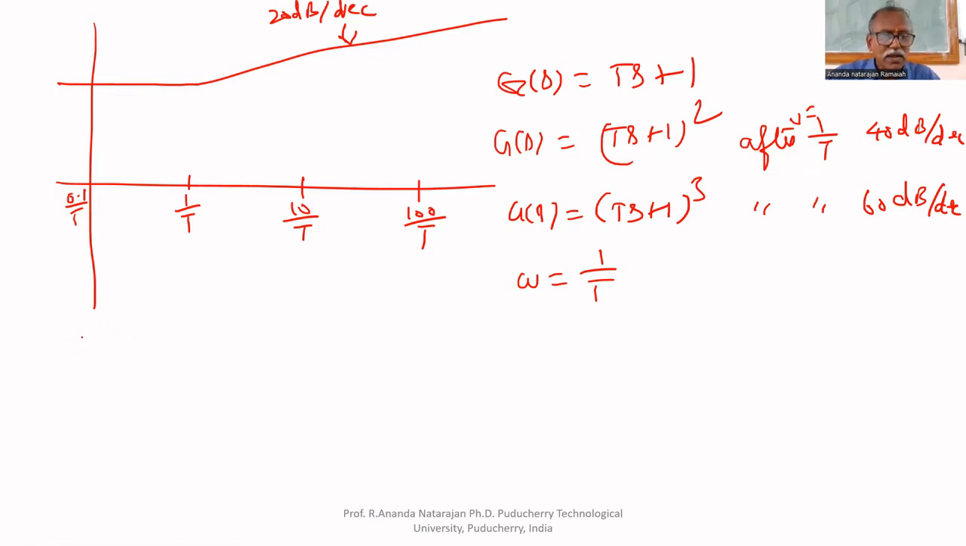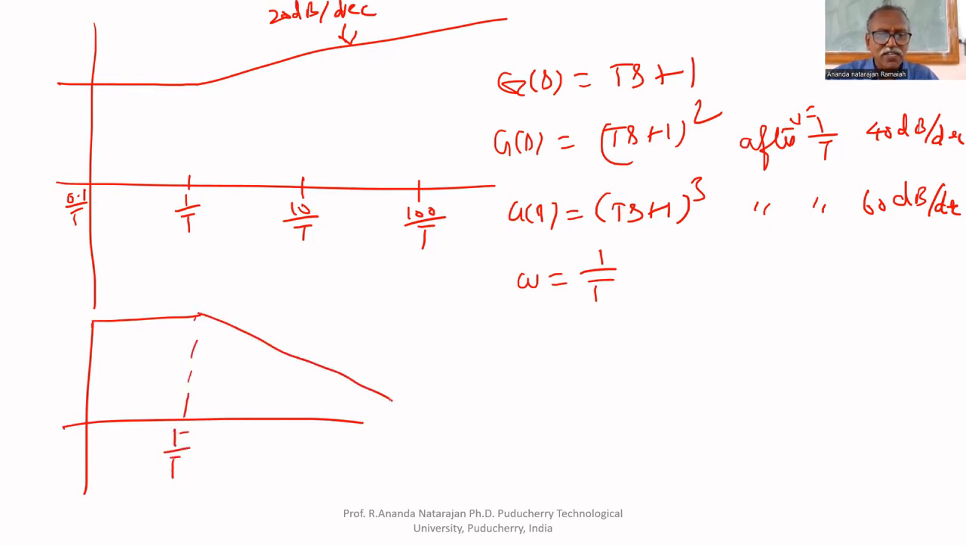For example, I am drawing a plot for a first order system. The asymptotic plot is 0 up to 1 by tau. After that, it decreases at the rate of 20 dB per decade. What is the actual plot? This is the asymptotic plot. We are ignoring omega tau if omega tau is far less than 1. If omega tau is far greater than 1, we are ignoring 1.